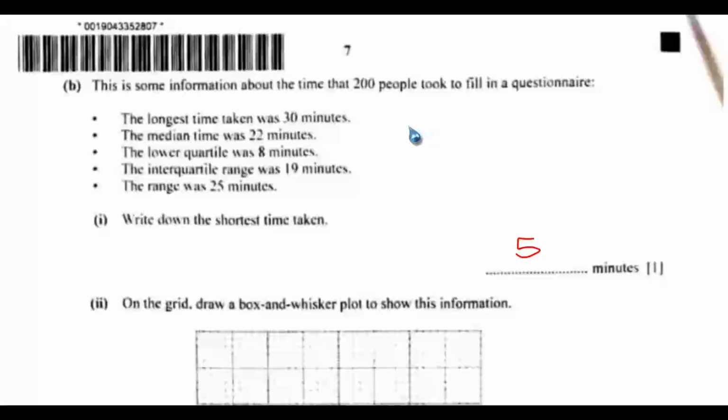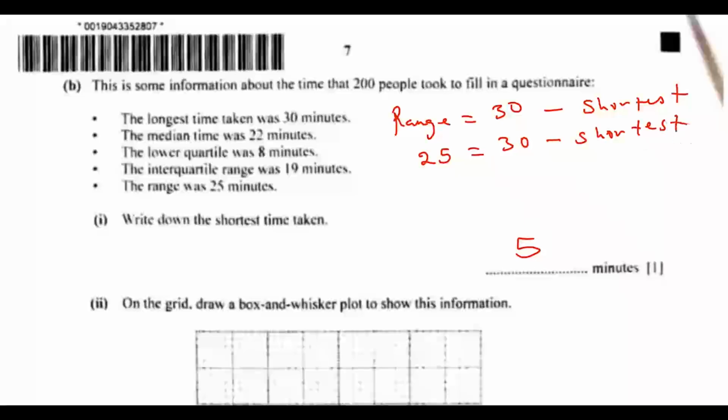Alternatively, you can do range equals to 30 minus the shortest, and you know that the range is given as 25. So you have 25 equals 30 minus the shortest. From here you can get the shortest to be equal to 30 minus 25, which is equal to 5.